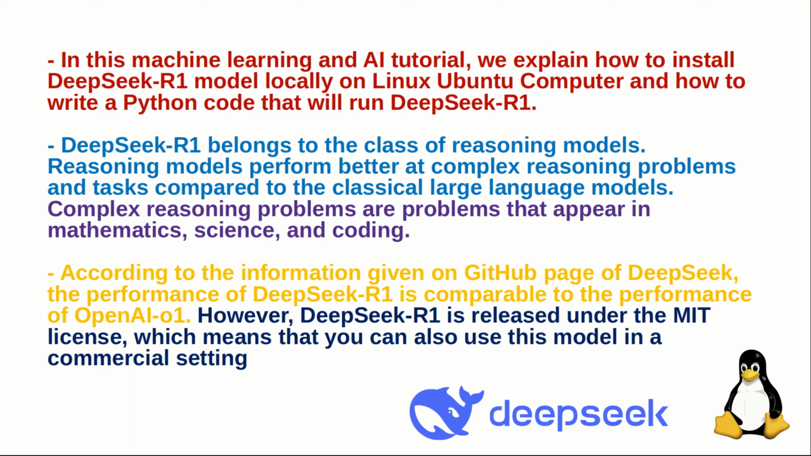According to the information given on the GitHub page of DeepSeek, the performance of DeepSeek R1 is comparable to the performance of OpenAI O1. However, DeepSeek R1 is released under the MIT license, which means that you can also use this model in a commercial setting, and that's a big advantage of DeepSeek over other models. Of course, there are some other disadvantages, however, we will not discuss them in this video tutorial.